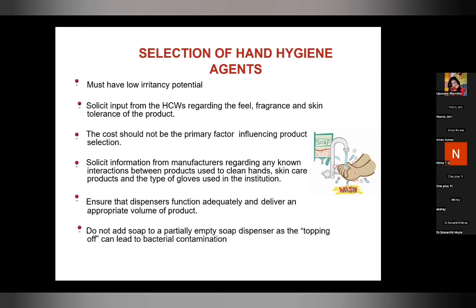The cost should not be the primary factor influencing product selection. This is cheap, so this will be the best? No. That cannot be taken up. Check whether it has 70% ethyl alcohol, whether chlorhexidine is there or not. These basic things we need to have in an alcohol rub. Solicit information from manufacturers regarding any known interaction between products used to clean hands, skincare products, and the type of gloves used in the institution. So these three things have to be kept in mind.